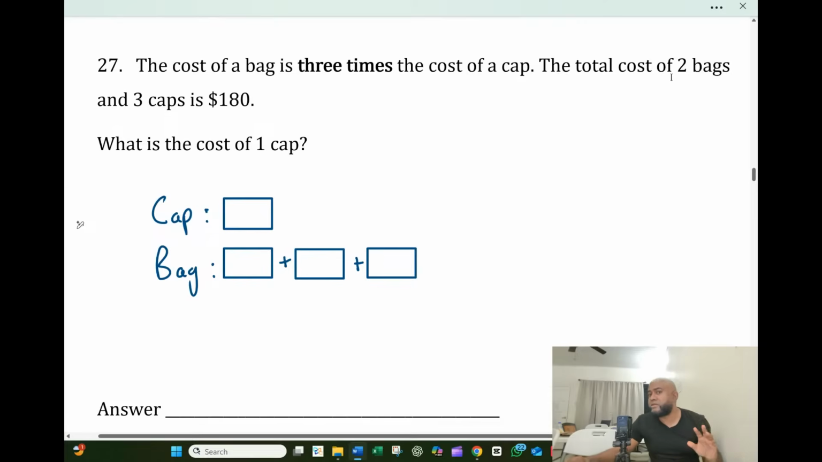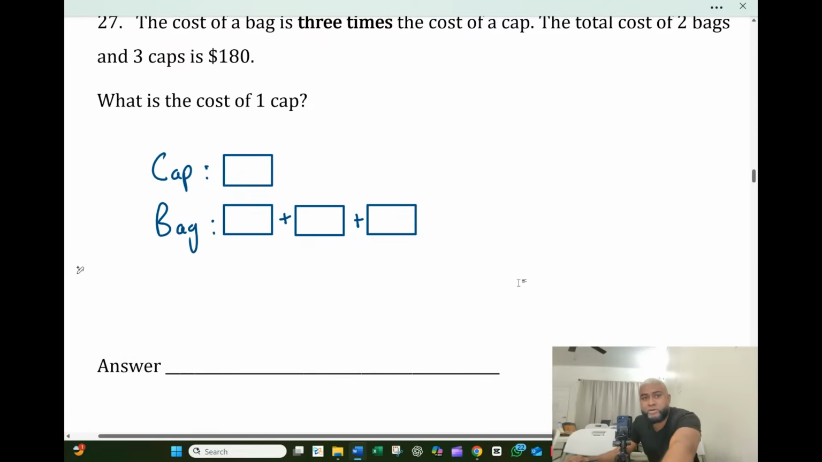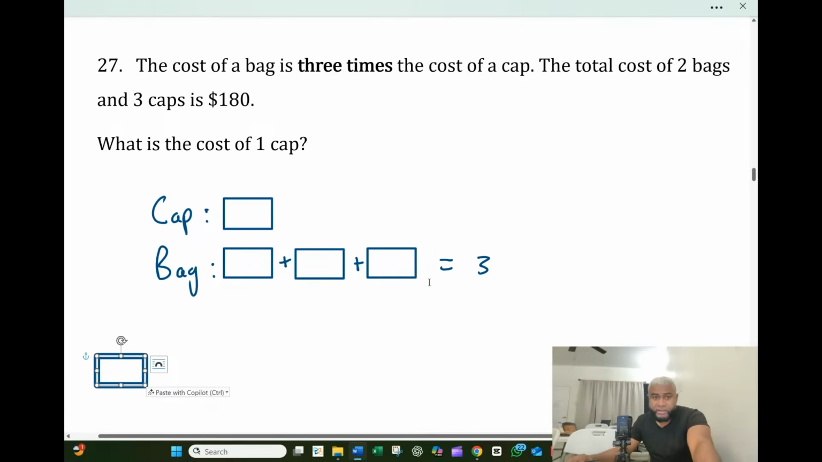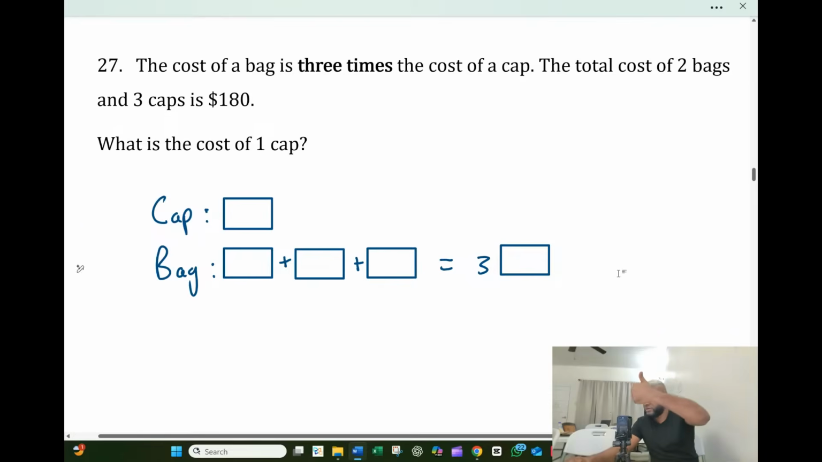Now the total cost of 2 bags and 3 caps is 180. So there we go. How many bags would it be? It would be 2 bags, but the cost. All right. So let me put this as. Could we all agree that this is 3 boxes here? Could we all agree that this would be 3 boxes? That would be 1 bag, right? Everybody agrees? 3 boxes, right? So if it's 2 bags and 3 caps, 2 bags would actually be, so I put it here, 2 bags and 3 caps.